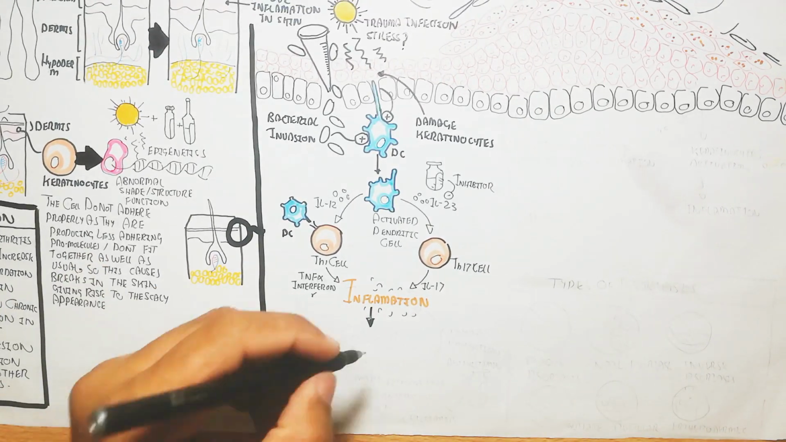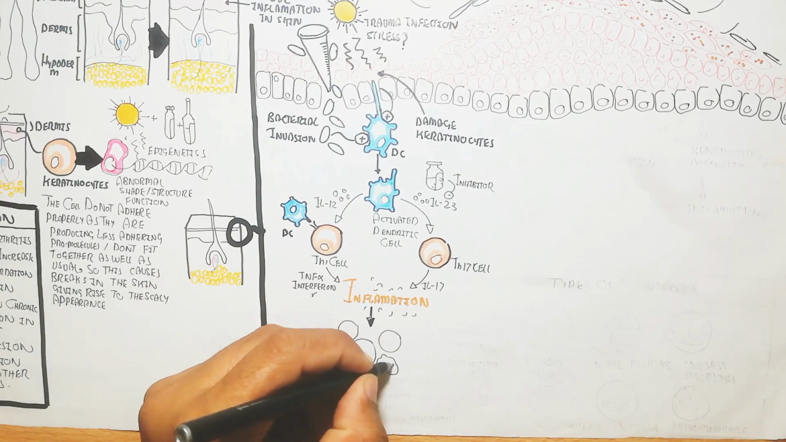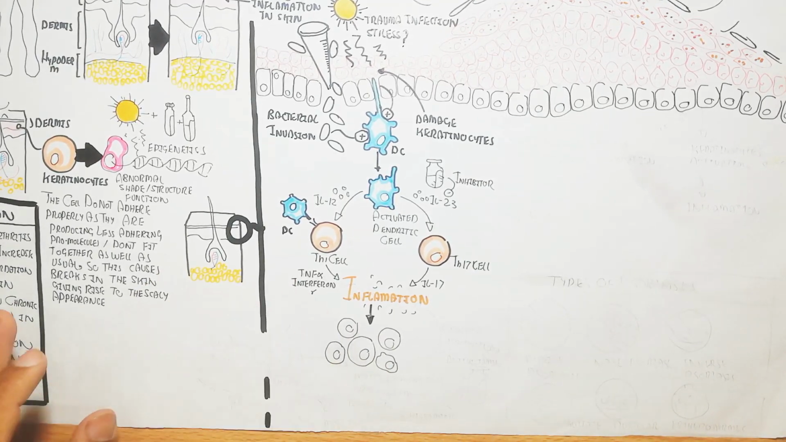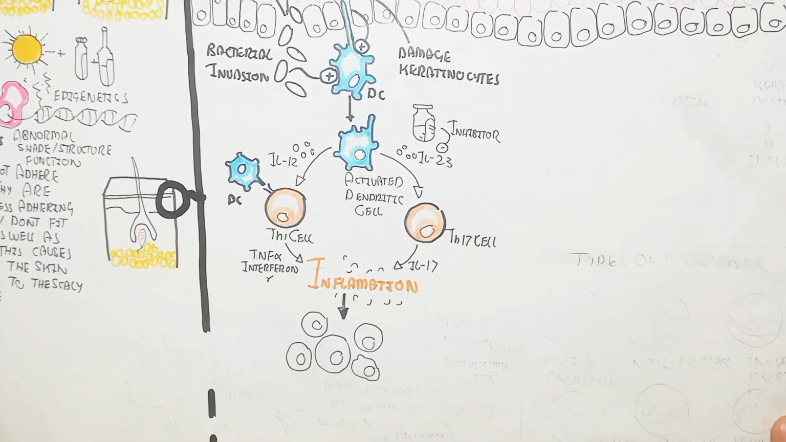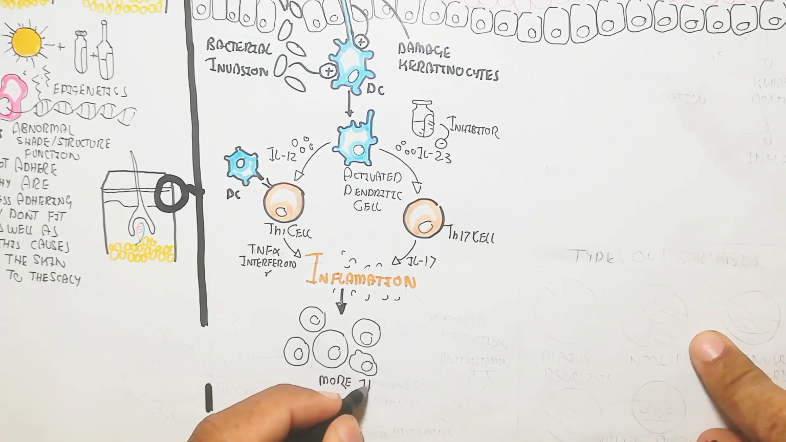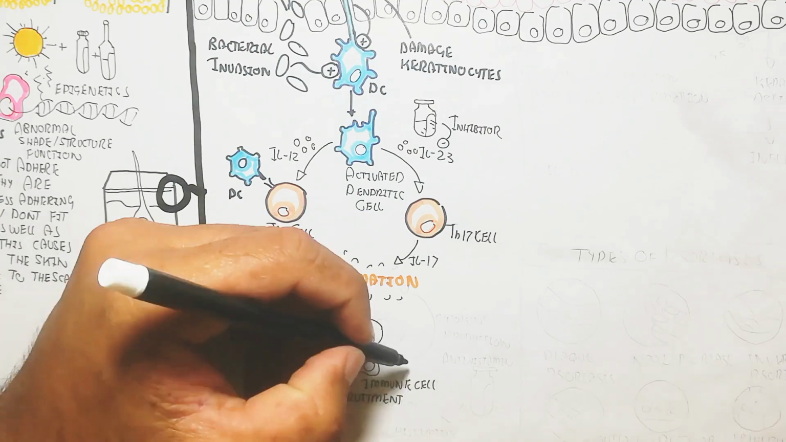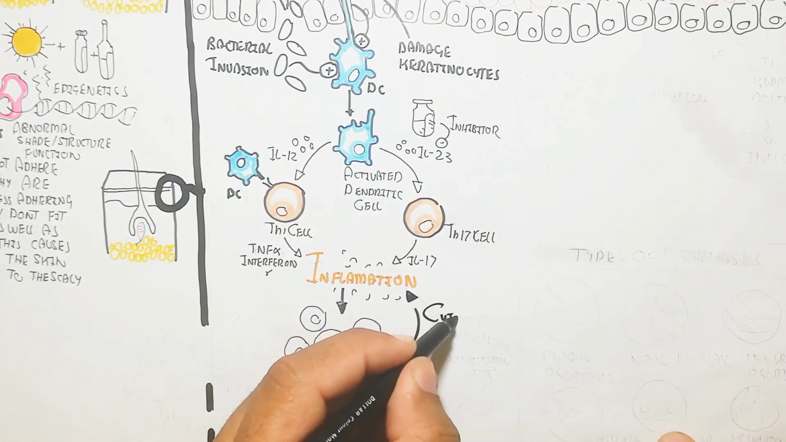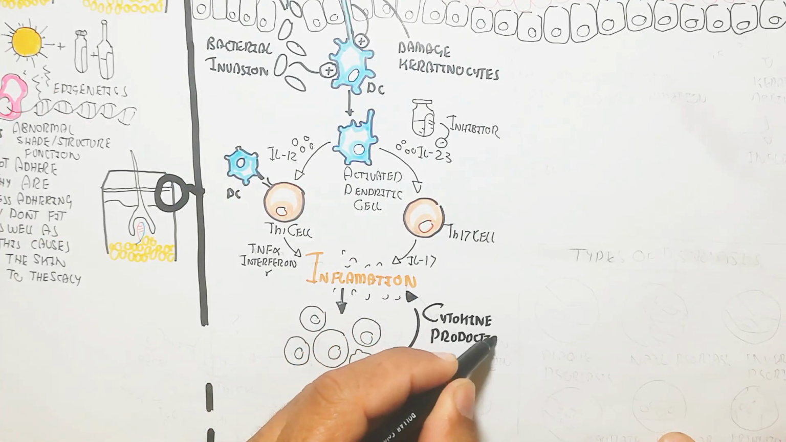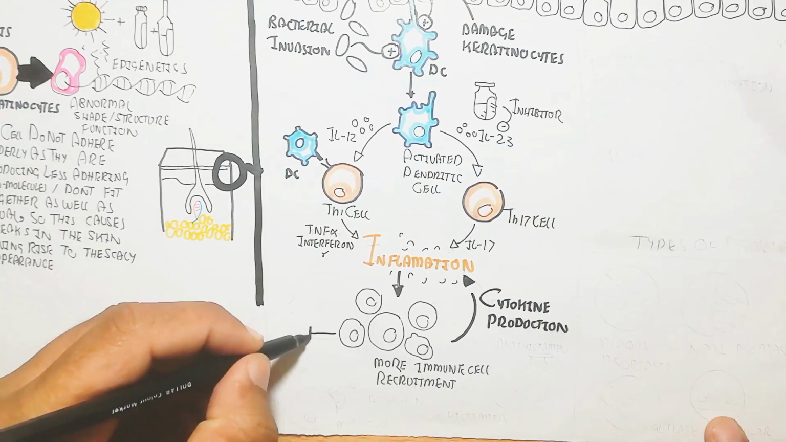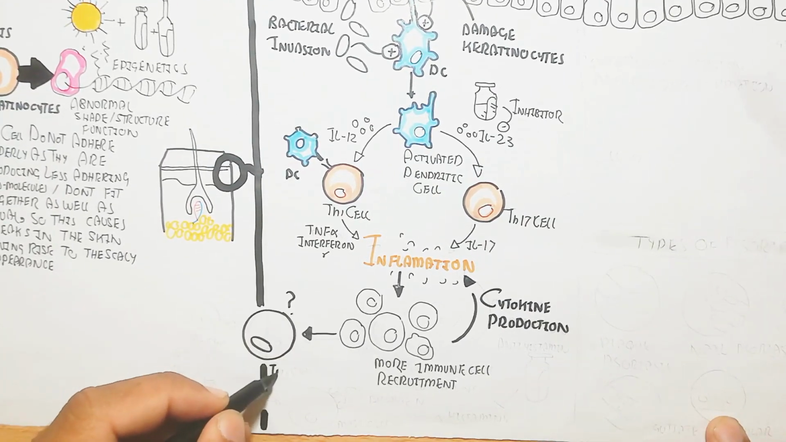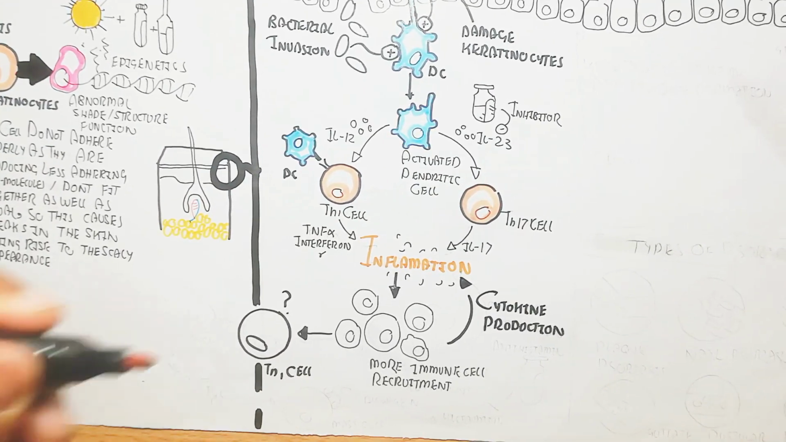This leads to progression of inflammation, and that inflammation leads to more immune cell recruitment toward the inflammation site. In this way, the progressive immune response causes more inflammation. Anyhow, the cytokine production leads to more inflammation and recruits more T cells, macrophages and other cells.